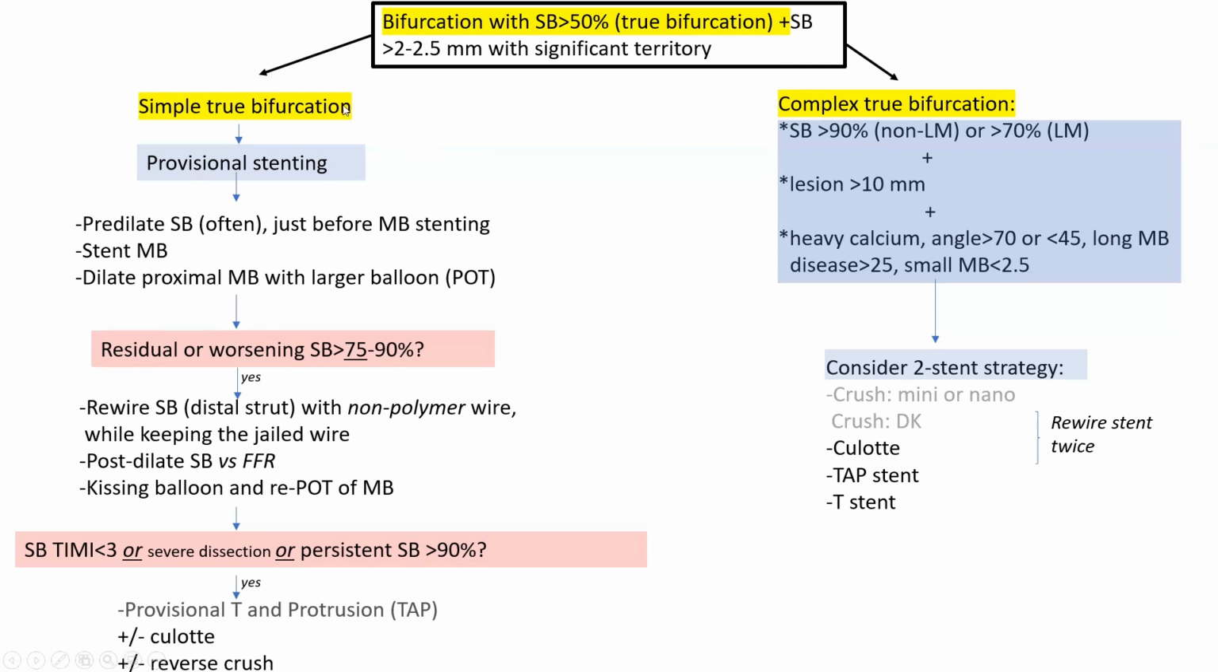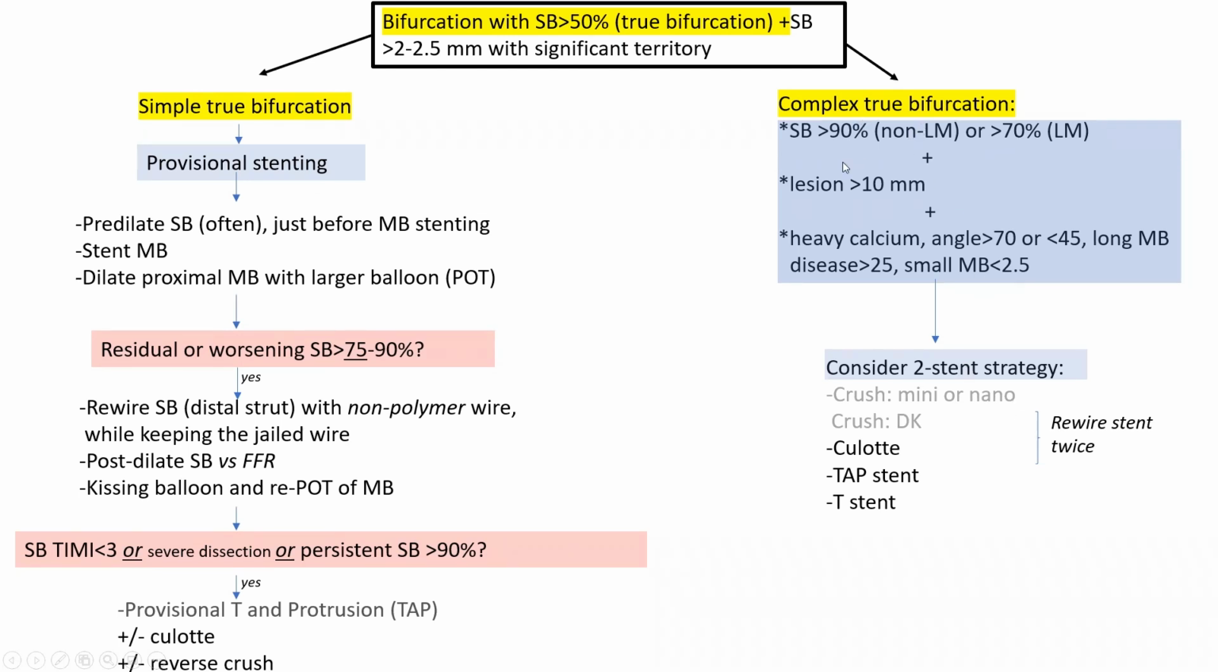If it is a simple true bifurcation, meaning both left main, LAD, and left circumflex are all involved, but it's a simple true bifurcation, then provisional stenting is appropriate, where you stent from left main to LAD and you just balloon the circ and provisionally stent it if it is left with residual disease over 75%. If you have a complex true bifurcation, this is where you would favor 2-stent strategy up front.